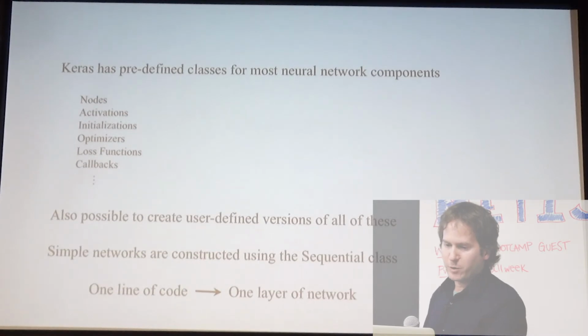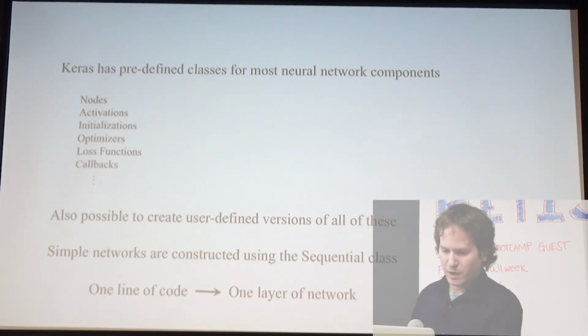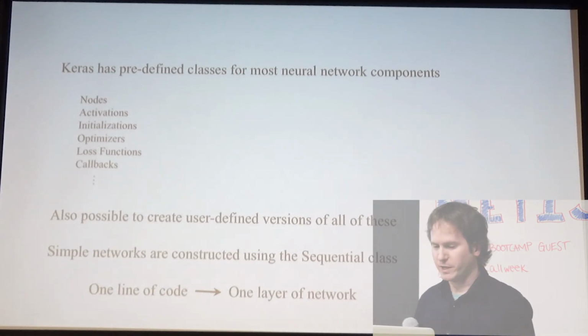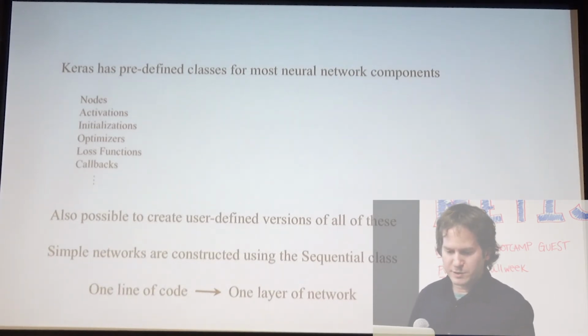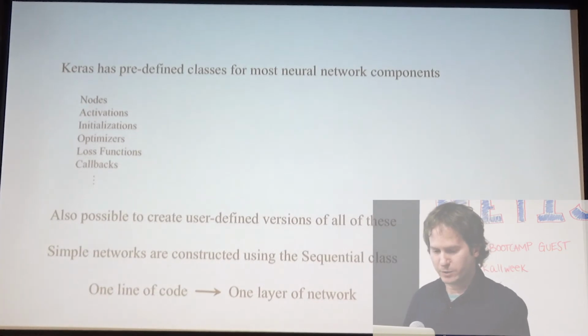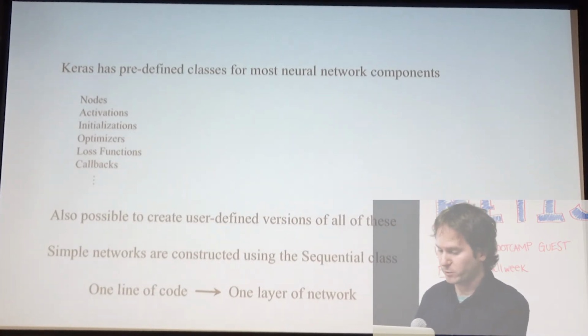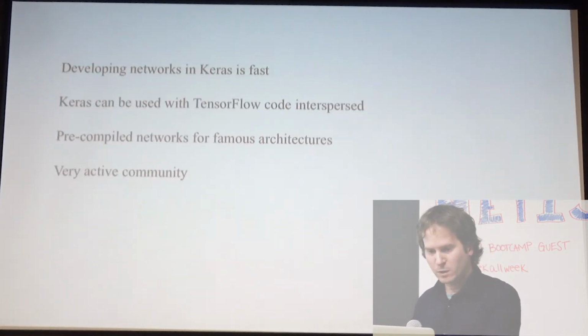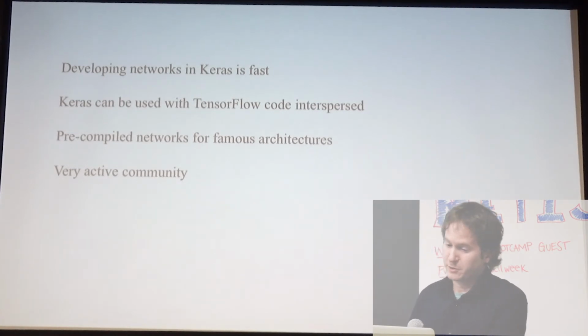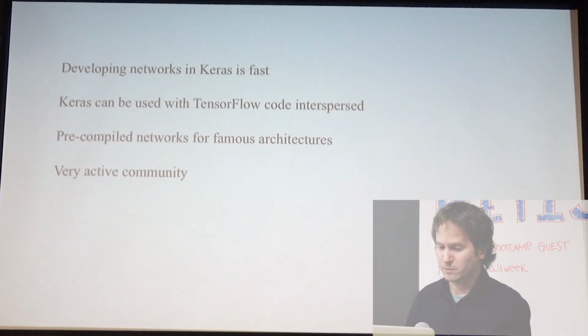And so all the standard components you would use, like activation functions and optimizers and callbacks, all that stuff is predefined, but then you also have the ability to use templates to custom define your own. So it really balances this flexibility and convenience. In simple networks, which is what we're going to be looking at here, usually it's one line of code as one layer, which is a lot faster than using something like pure TensorFlow. Additionally, you can intersperse TensorFlow code with your Keras code, which is cool.